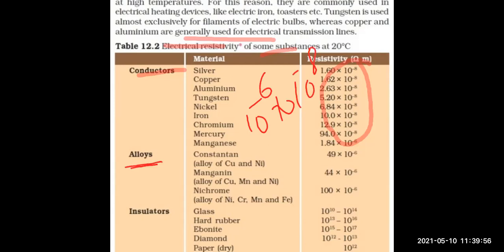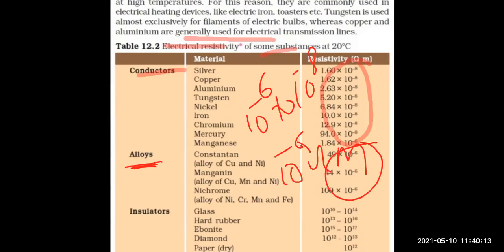And if you talk about alloys, they are a mixture of two materials, right? They are your alloys. So their resistivity is of the order of 10 to the power minus 6 ohm meter, right, beta?